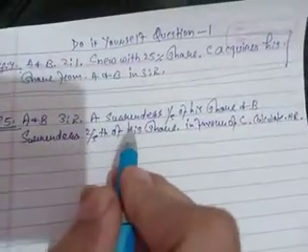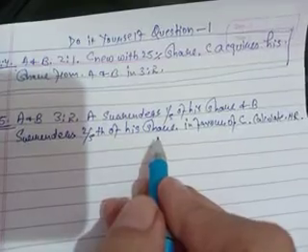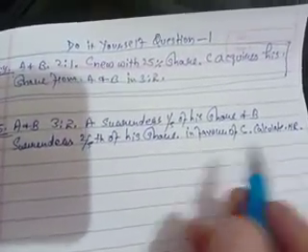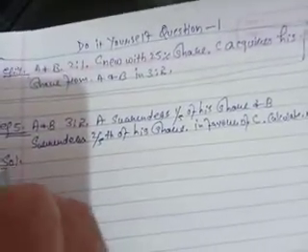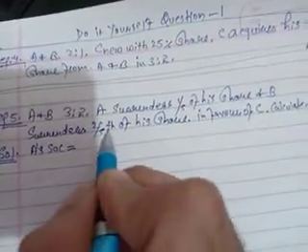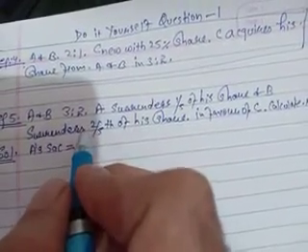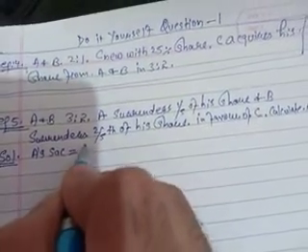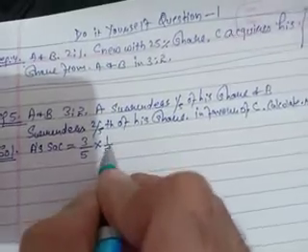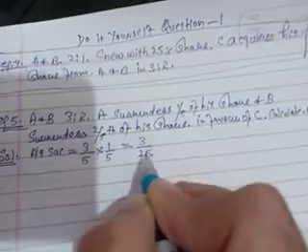So the question is A and B 3:2. A surrenders 1/5 of his share and B surrenders 2/5 of his share in favor of C. We have to calculate the new ratio in this case. So solution, first calculate A's sacrifice. A is sacrificing 1/5 of his own share. His own share was 3/5. He is surrendering 1/5 of his share. So that means his sacrifice comes out to be 3/25.